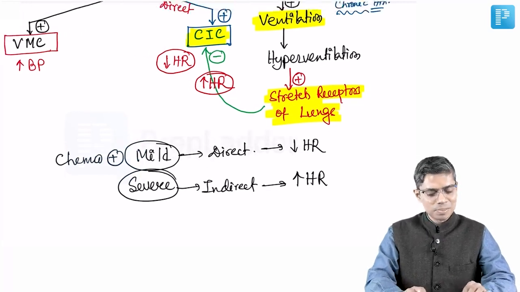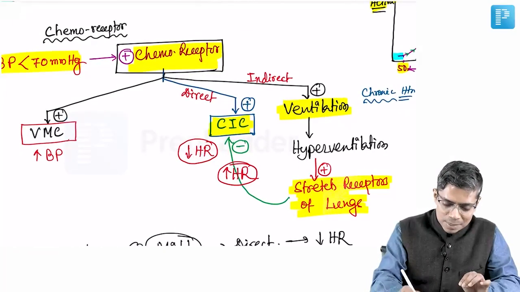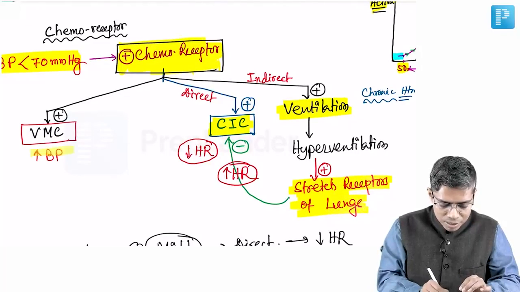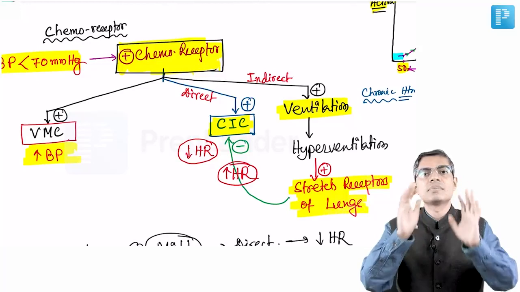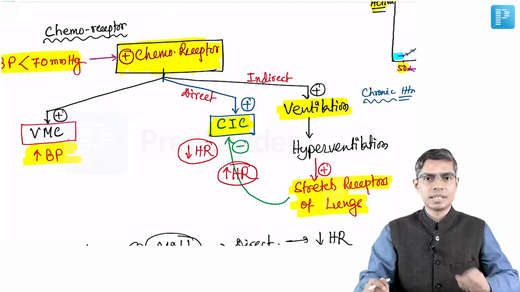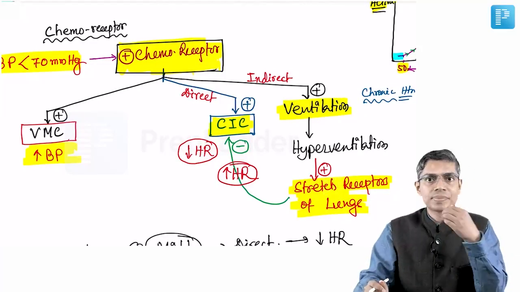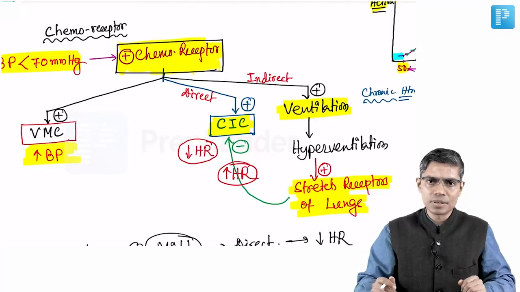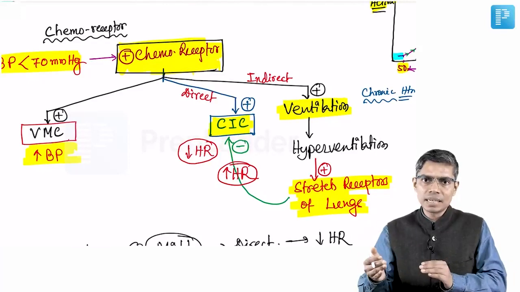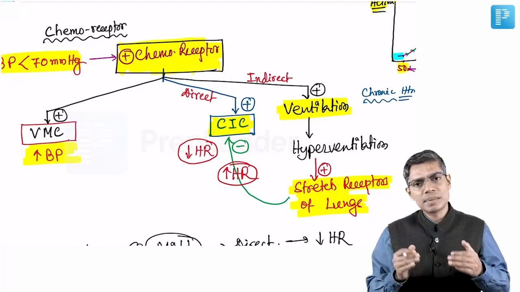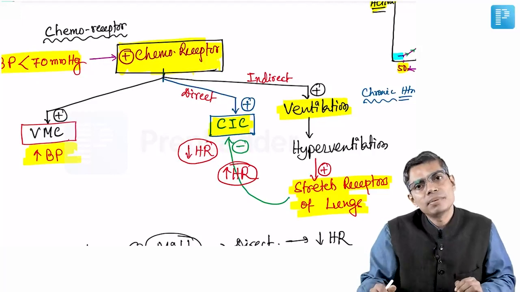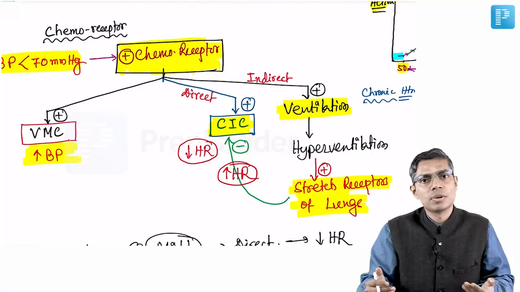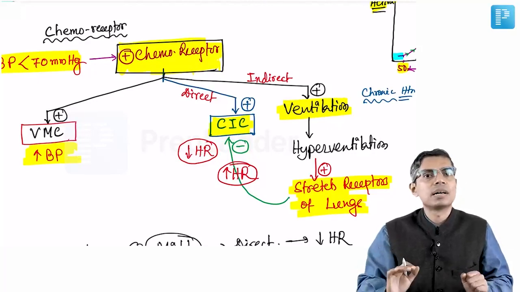That's why remember, if your chemoreceptor is activated, the effect on blood pressure is always the same, that is increase in blood pressure. So if you are suffering from hypoxia or hypercapnia, your blood pressure will be high. That is the direct effect of chemoreceptor. But what will happen to the heart rate? It may be bradycardia, it may be tachycardia. That depends on how much activation you are doing at the level of chemoreceptor. Mild activation means bradycardia. Moderate to severe activation means tachycardia is going to happen.